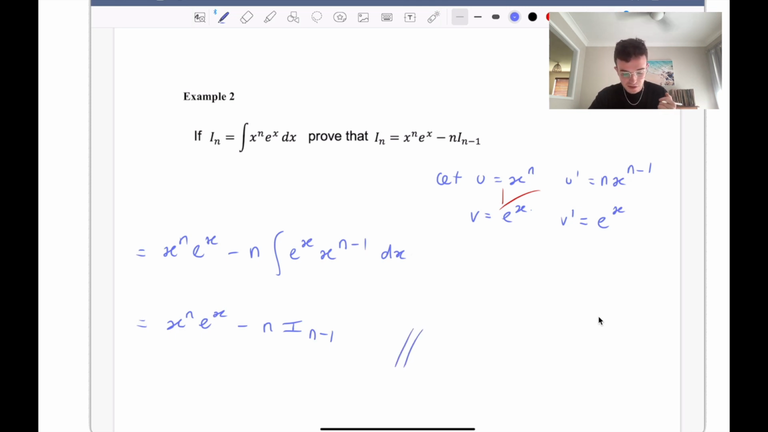And we don't need to put a plus c because this is still an integral. We haven't actually integrated really anything. So we're done.